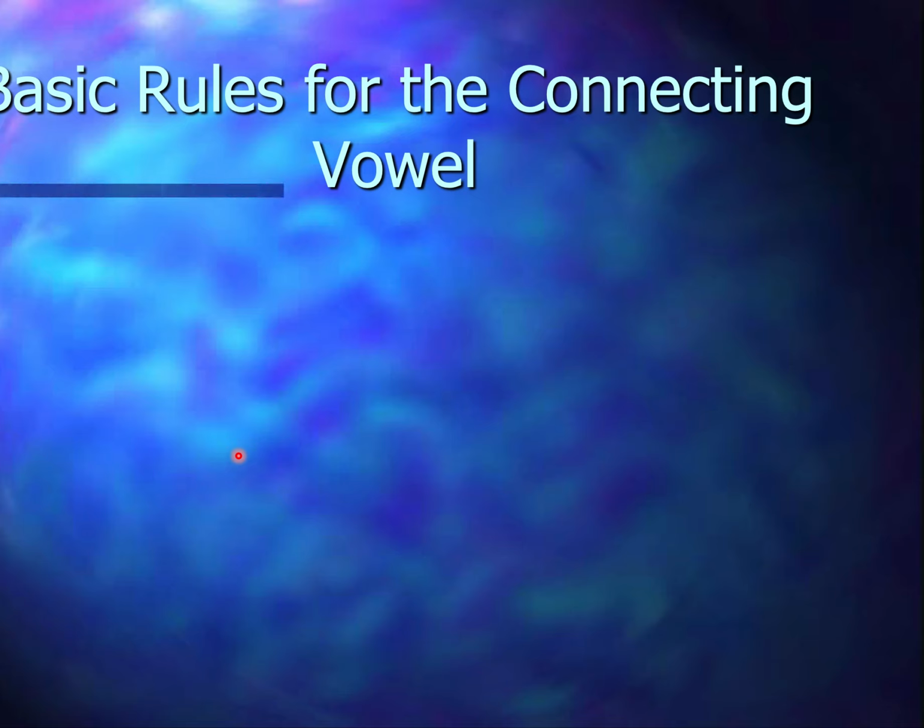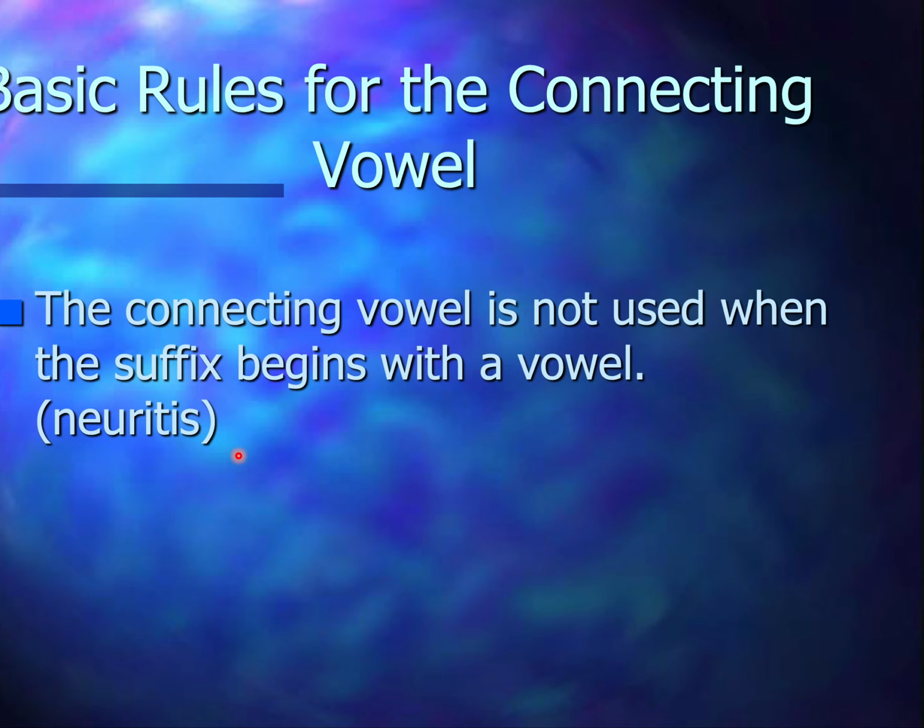The basic rules for the connecting vowel. What are the main rules that we use to decide whether to put a vowel or not? The connecting vowel is not used when the suffix begins with a vowel. Sometimes the suffix itself starts with a vowel, like the I in -itis, which means inflammation. This is a suffix and this is the root. So in neuritis, we don't say neuroitis. We don't need to put an O here because the suffix itself starts with a vowel, I. This is not a consonant. This is a vowel. So we don't need to put O here.